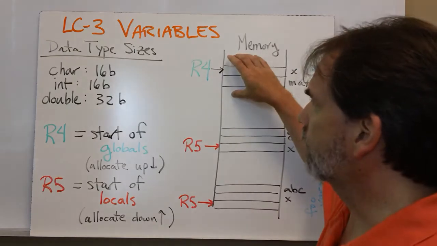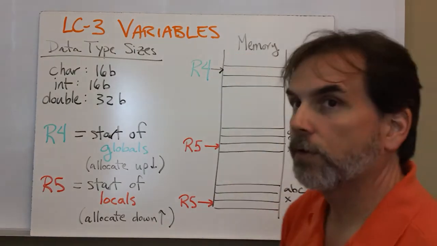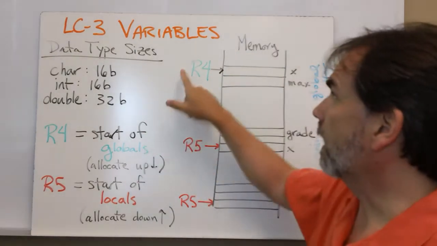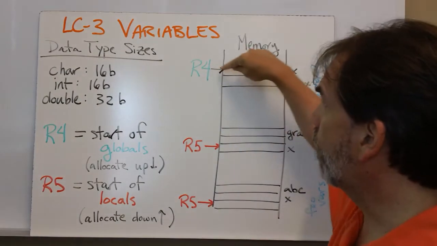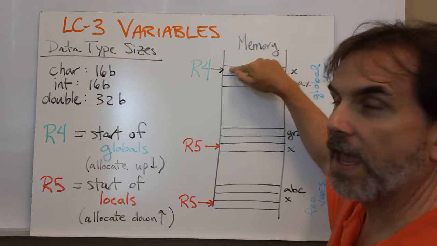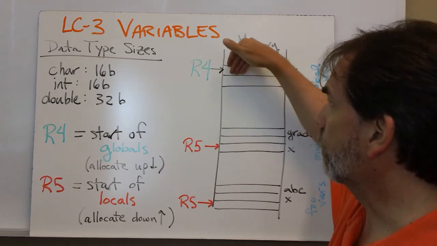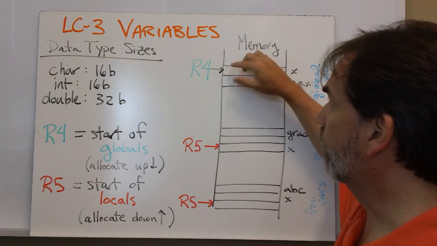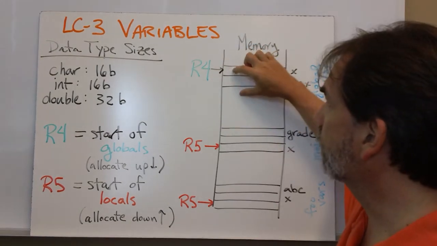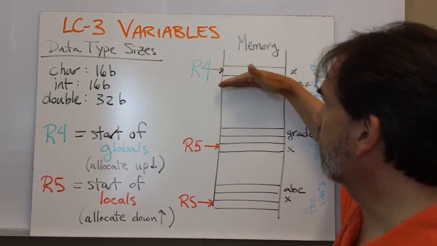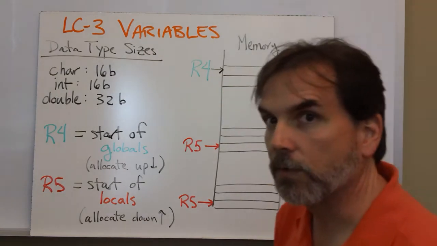Global variables are stored in a particular region of memory, and R4 in the LC3 is going to be used to point to the beginning of that region of memory. And we're going to allocate global variables from that point up. Remember, this is up in memory, right? So we start here, and the next global goes here, and the next global goes here, and so on.